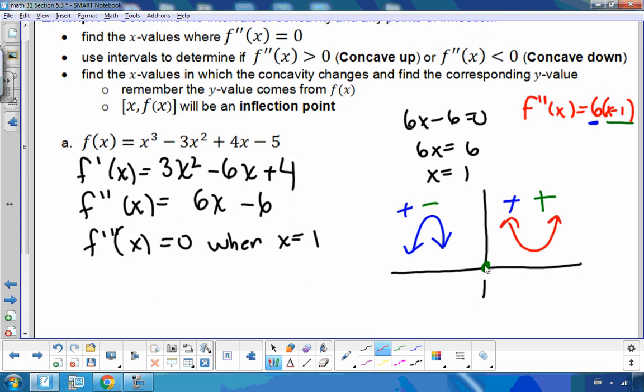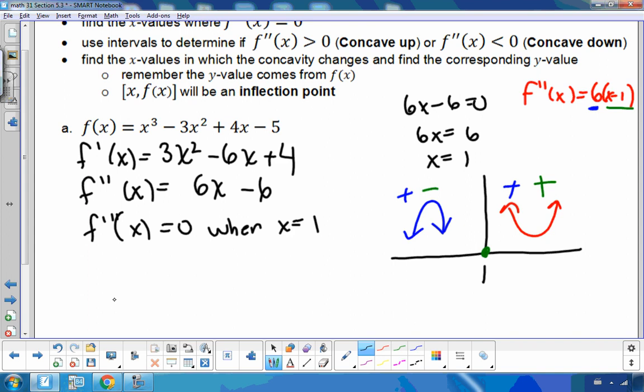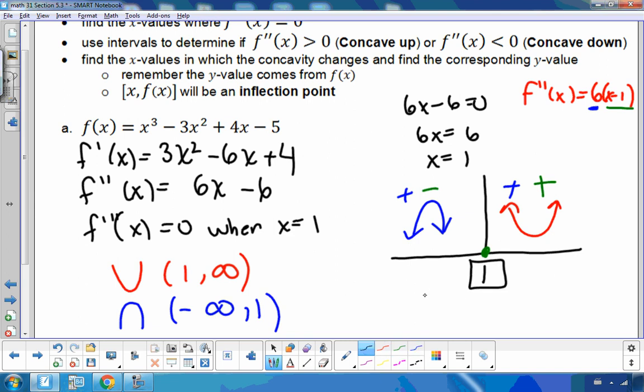So if I want to list my intervals of concavity, I would say it's concave up, or sorry, why did I use blue? Let's try that again. Let's use it with my smile. So it's concave up on the interval 1 to positive infinity, and it's concave down on the interval negative infinity to positive 1. Now, because I changed concavity at 1, this is my inflection point.